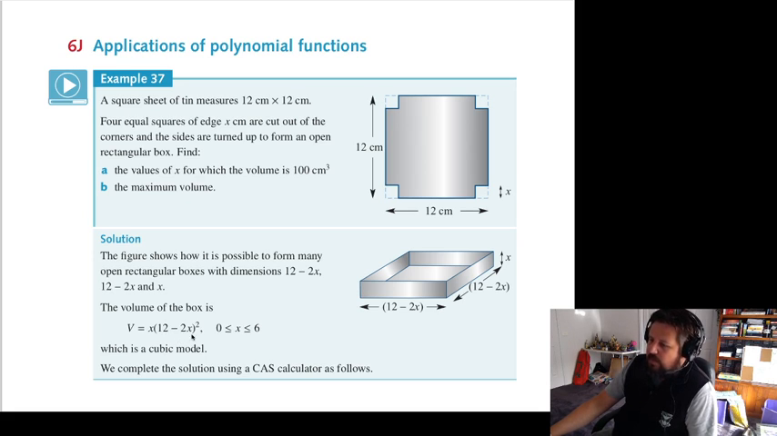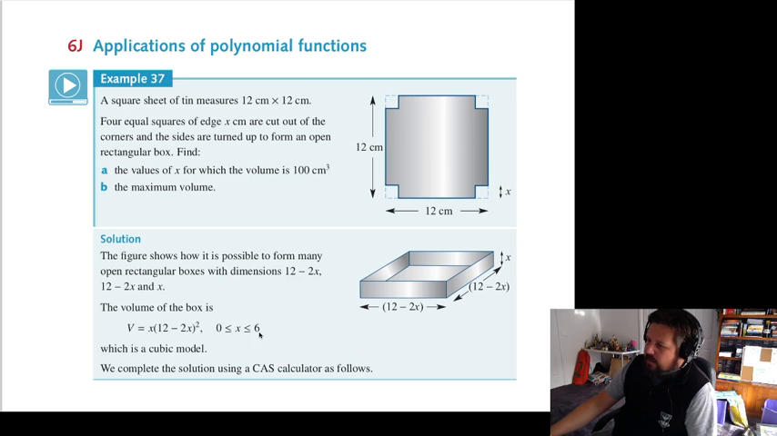Now, notice on the end here, it says the values of x have to be between 0 and 6. Now, the reason we have to write that is as follows. You cannot have a length, or you can't cut something that is a negative value. It's very hard to cut -2 length. It's not possible. So you can't have any values of the cut that are negative numbers.